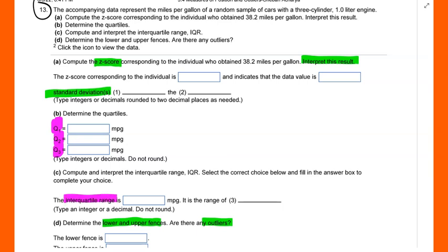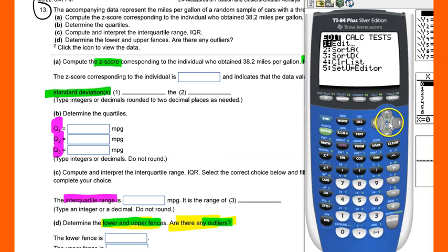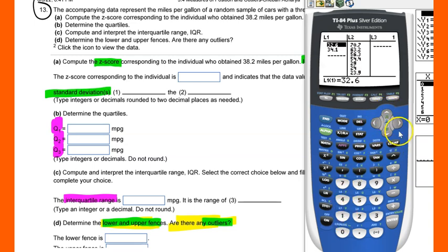And finally, it asks for the lower fence, upper fence, and checking for outliers. To do that, let's put the data in the calculator first. You press stat and number 1, which is edit. If you have data in the calculator, you can just clear it. Just clear and press enter, and everything is clear.